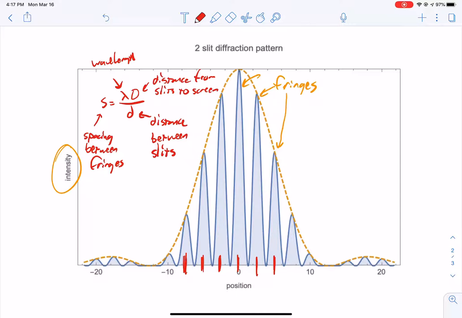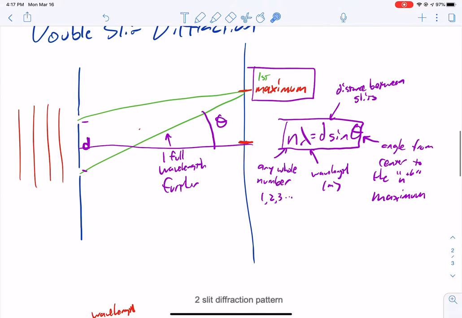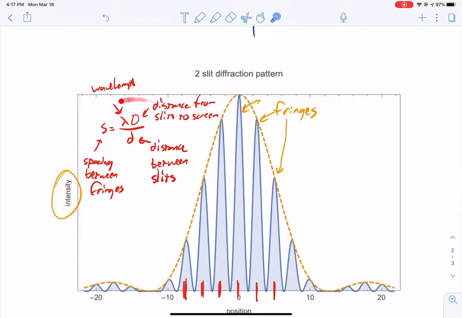So if you plug all this in with any kind of monochromatic and coherent wave, we're going to get the distance between the fringes. That could be any distance, these two, these two, and so on. So we have our two equations here for double slit diffraction. We have n lambda equals d sine theta. This is going to let you find the angle to the nth maximum. And we have S equals lambda D over d.